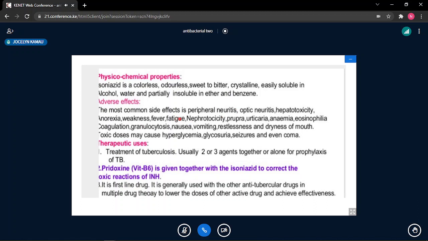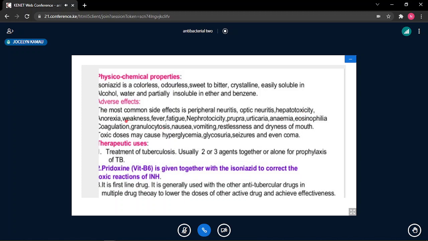The most common side effects are peripheral neuritis, optic neuritis, and hepatotoxicity. The hepatotoxicity is mainly because of what we have seen, the formation of those reactive metabolites. Those reactive metabolites will go and bind the liver tissues, and once they bind the liver tissues, they will cause toxicity within the liver.